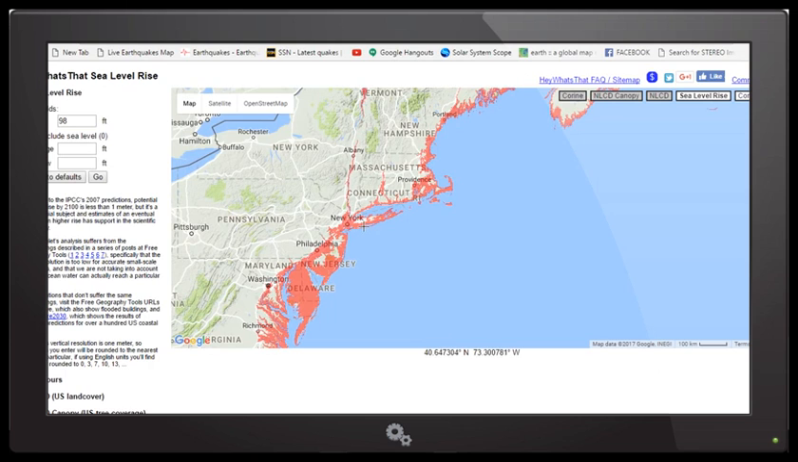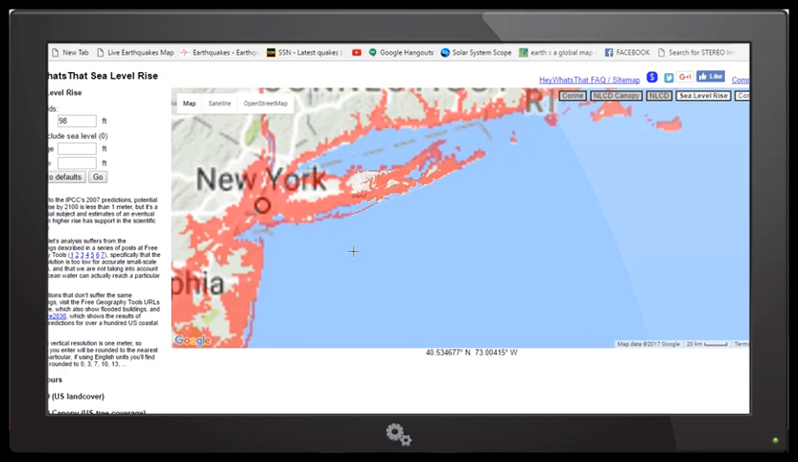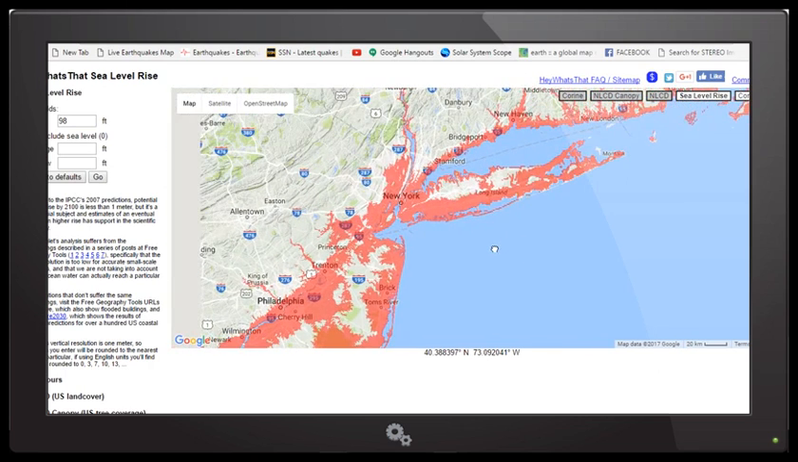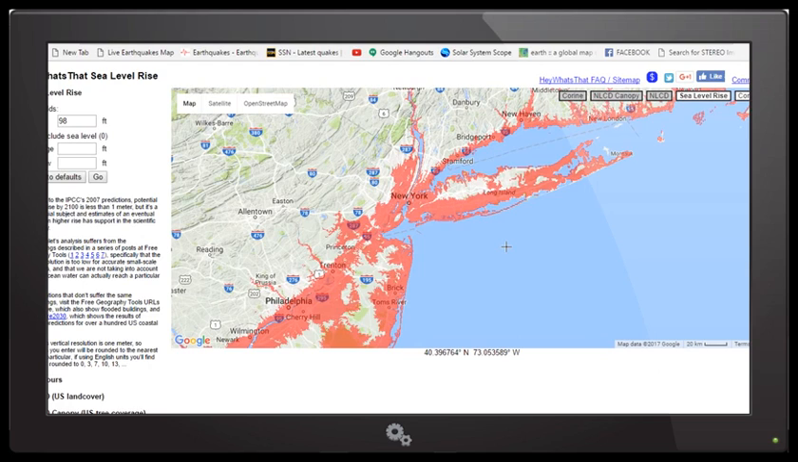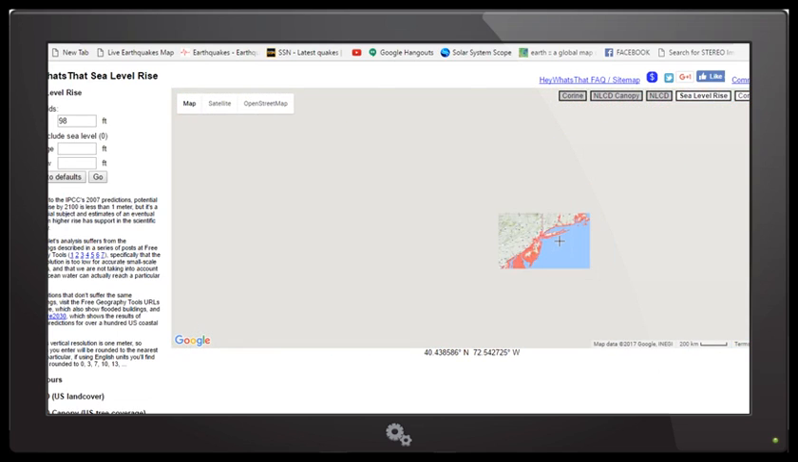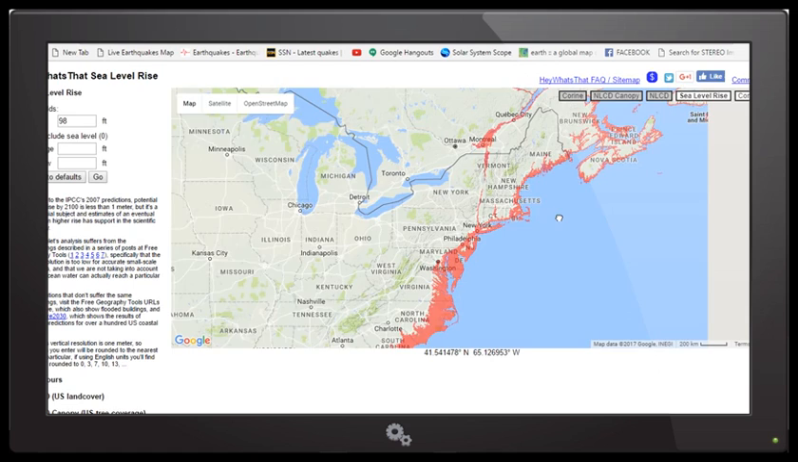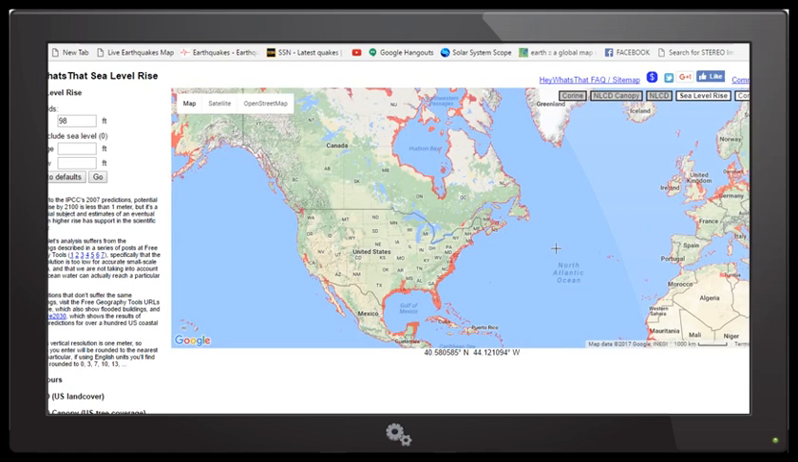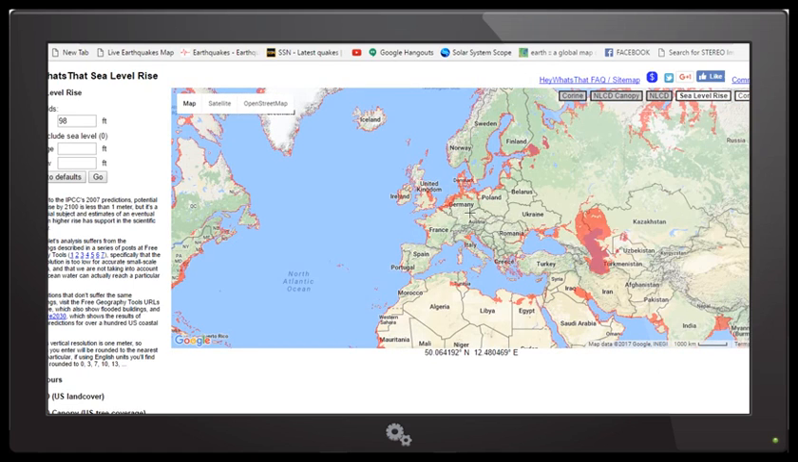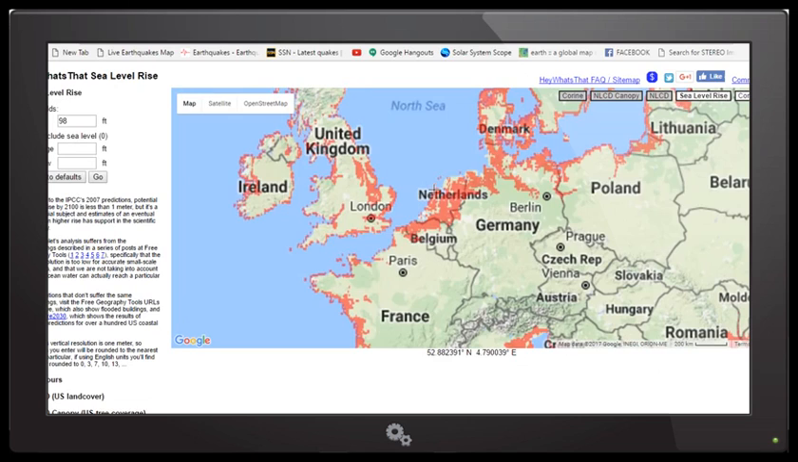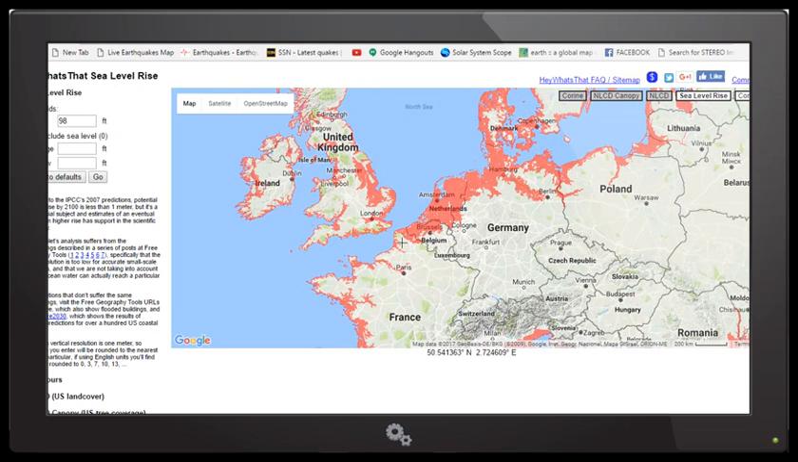And this will show you the amount of flooding and the areas that will be affected. You see Philadelphia down here in the lower corner, New York right here, New York City. And you can pan back. You can move across the Atlantic. And you can see some of the European countries. Just go ahead and zoom in here a little bit. The UK, Scotland. Now, 100 foot of sea rise would totally inundate the country of the Netherlands.